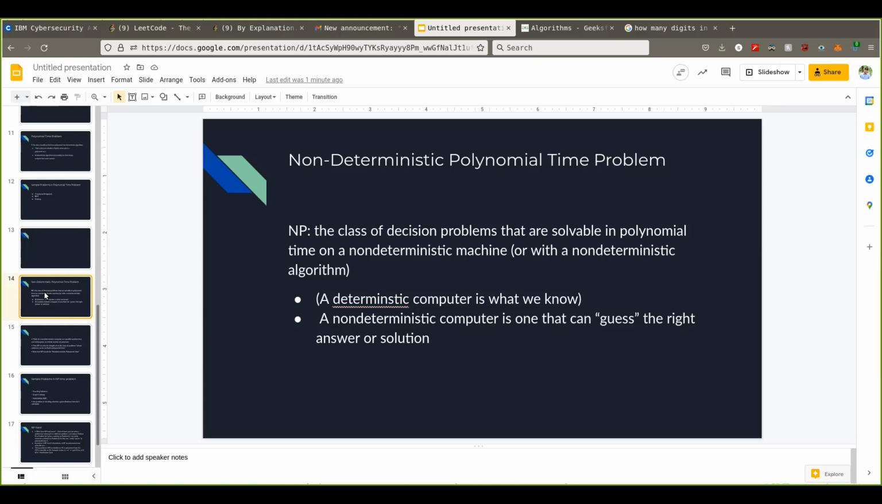These are not polynomial time functions, so the algorithm is not a polynomial time algorithm.